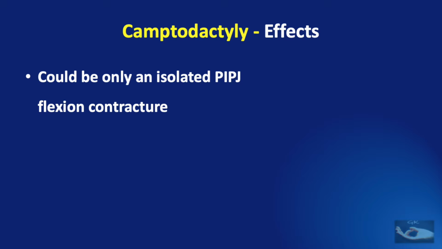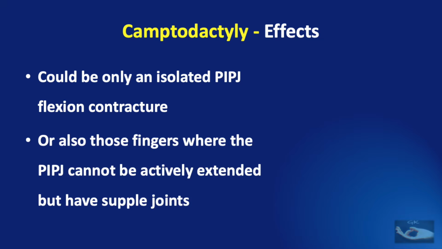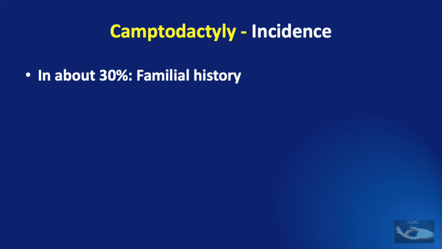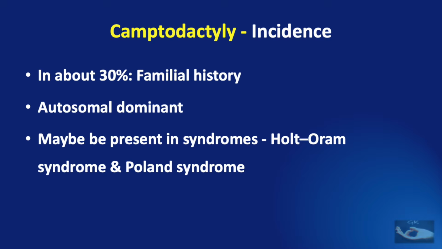Congenital camptodactyly could be an isolated proximal interphalangeal joint flexion contracture, or the term can sometimes be used for those fingers where the proximal interphalangeal joint cannot be actively extended but have supple joints. In about 30% of children with congenital camptodactyly, we can elicit a familial history. In these cases, it is inherited as an autosomal dominant condition, and sometimes it may be associated in syndromes like the Holt-Oram syndrome and the Poland syndrome. In some situations, it can be sporadic.